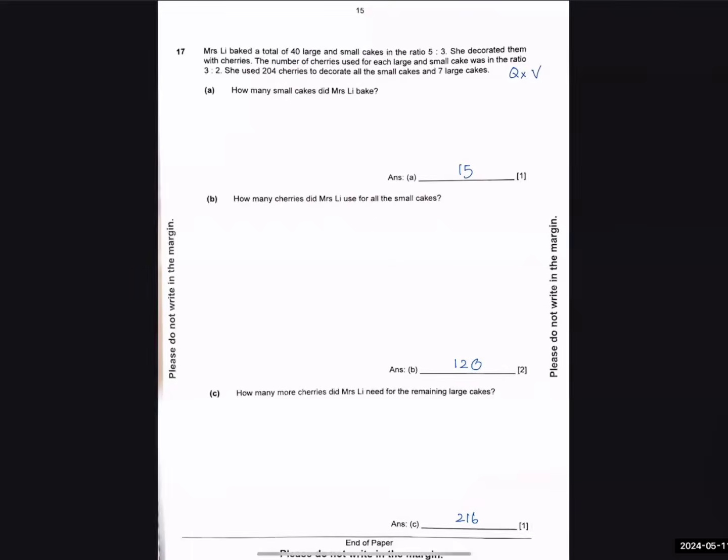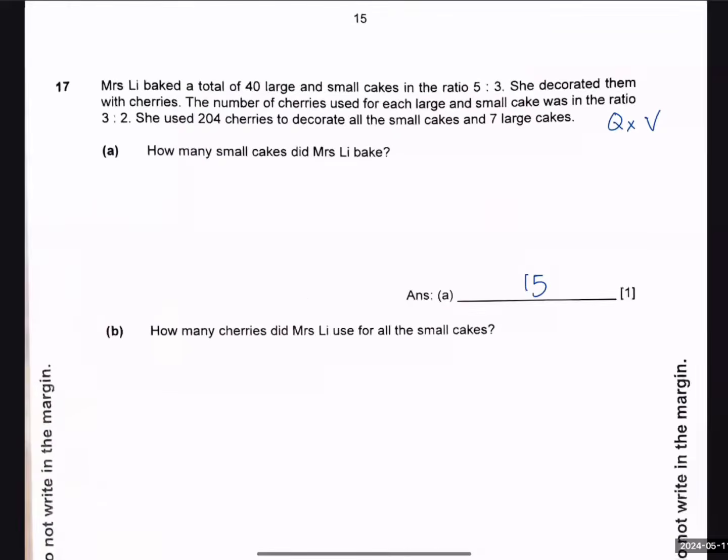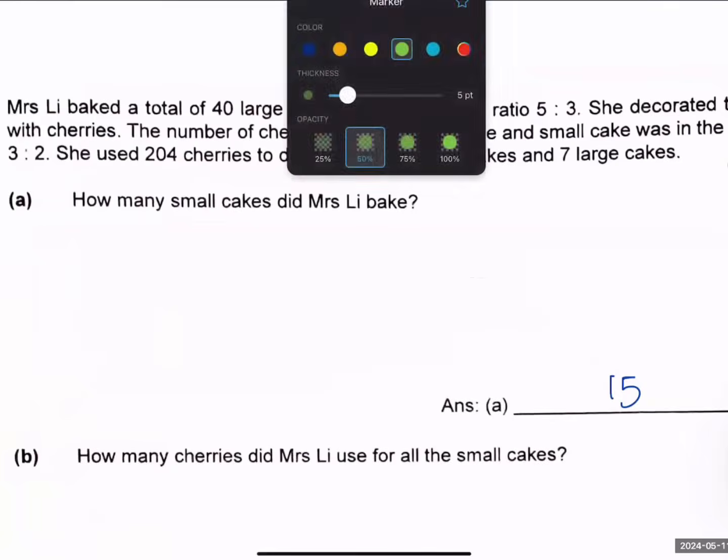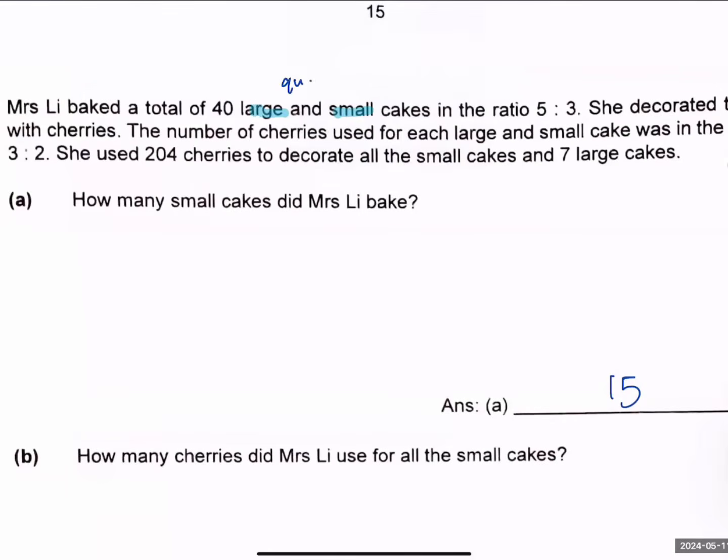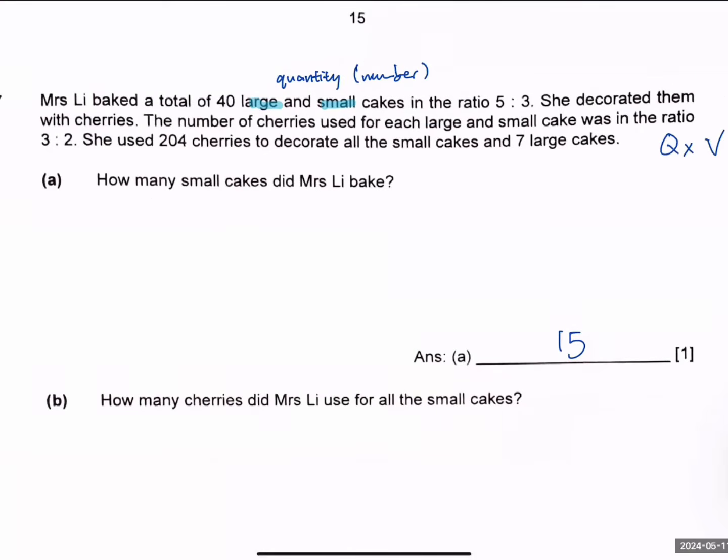The problem with this question is that the quantity and the value is not so obvious. So students may not identify that it's a quantity and value, but how do we know? You have the number of large cakes and small cakes. This is your quantity or your number. For large cake, you have the number of cherries for each large and the number of cherries for each small. That is considered to be your value.